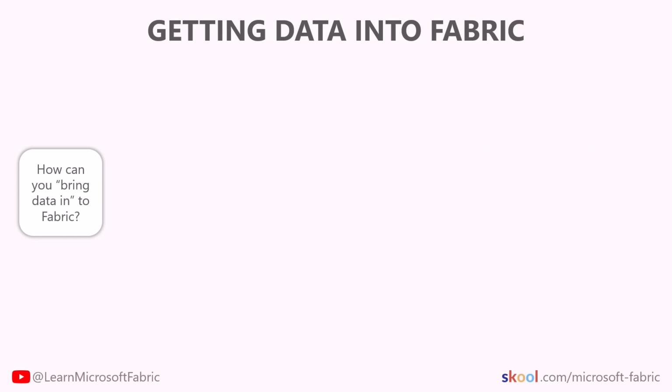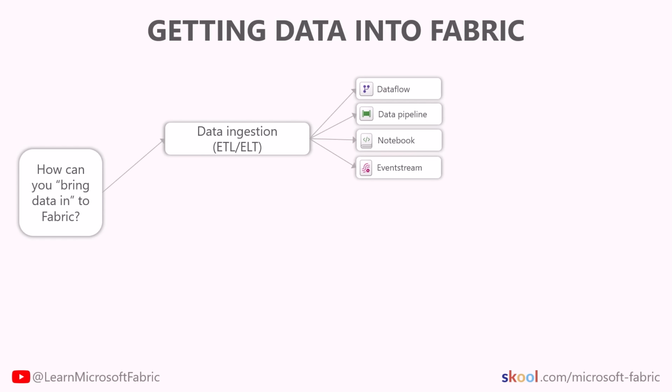So how can you get data into Fabric? Well, the first method is data ingestion, and you might know this as ETL or ELT, extract, transform, load. Basically, we're going to be connecting to data sources with this method. Then we're going to copy the data from the source and we're going to save it to somewhere in Fabric. And in Fabric, there's quite a few tools that allow us to do data ingestion. We can use the Dataflow, the data pipeline, the Fabric notebook, or the event stream. So we're going to be looking at each of these and understanding what they are, how to implement them, and when we should use certain ones over the other one.